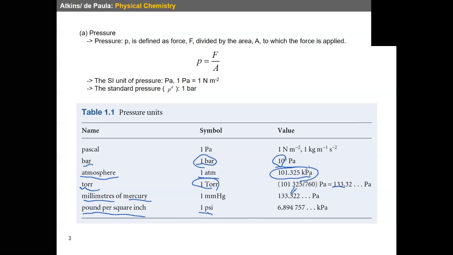So depending on the situation, we will use different types of units. But the most important thing is that the global standard unit of pressure is the pascal, and the standard pressure, P°, can be written as 1 bar. So you have to know at least these two things: 1 pascal, and 1 bar is 10^5 pascals.